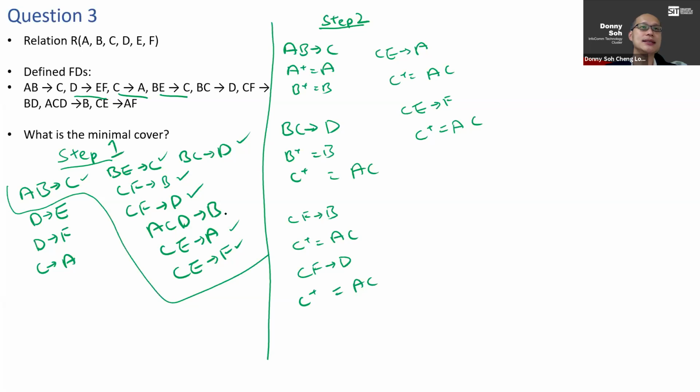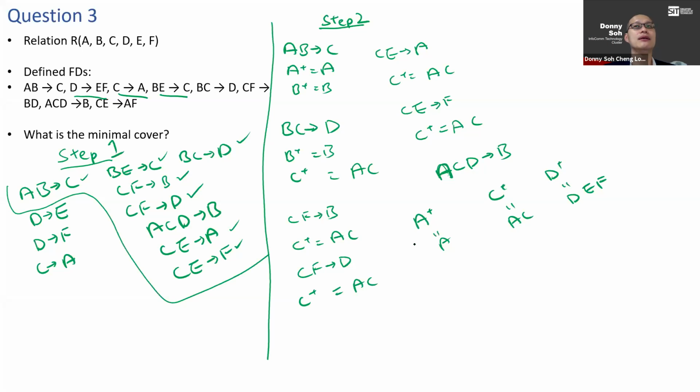Let's look at A, C, D implies B. The easiest way to do it right now is to just consider them as individual items. So I have A closure, C closure, D closure. A closure is A, C closure is A, C, D closure is D, E, F.